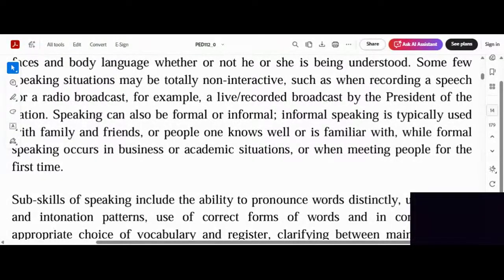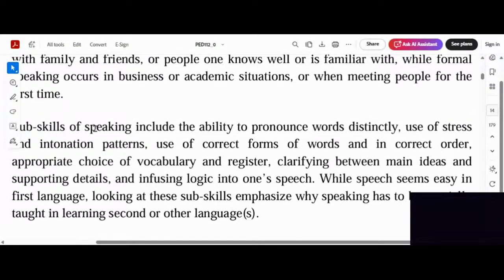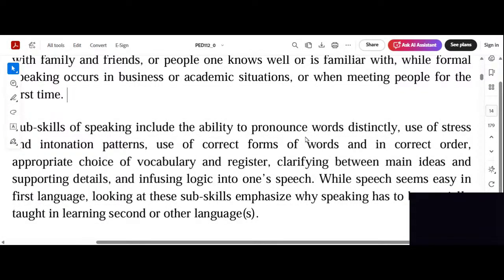You use that with your associate. So sub skills of speaking include the ability to pronounce words distinctly. So that when I am saying the word, I'm looking for a perfect word to use, for example, where I need to pronounce distinctly for you to understand which one of them I am talking about.